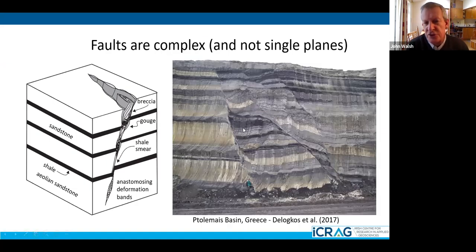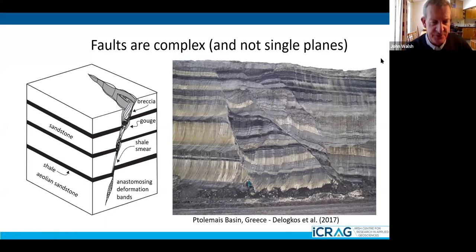So here's a fault. It's never a perfect plane. This fault has an offset of about 20 meters. So in fact, it's offset the entire sequence down on the right-hand side by about the height of the cliff. A beautiful fault from Greece. And you can see it's got two main slip surfaces, but it's got multiple internal ones. This is not one surface. The fault is complicated. It's got lenses in it.